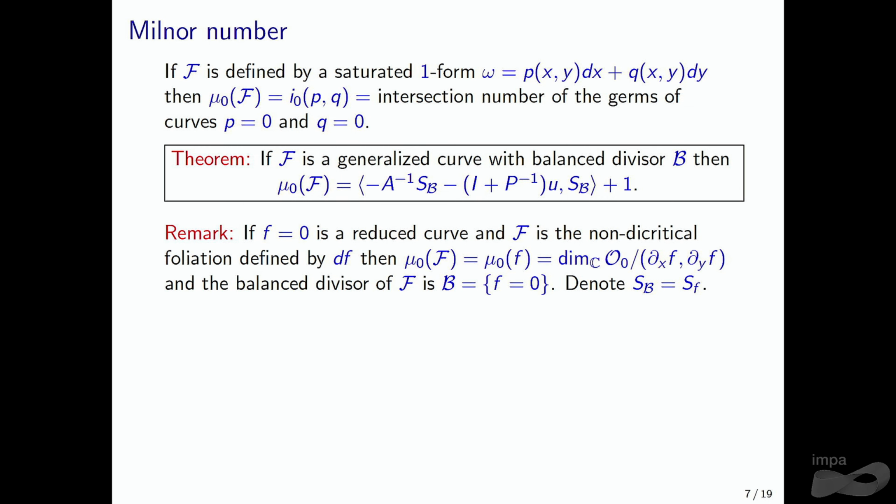We remark that in the case of a curve with reduced equation f equal to 0, we can take the non-critical foliation with first integral f, and then the Milnor number of the foliation by definition is the Milnor number of the curve. That is defined like this dimension. And in this case, the balanced divisor is just the curve. In this case, we denote S_B by S_F. So this formula can also be applied to the case of a curve.